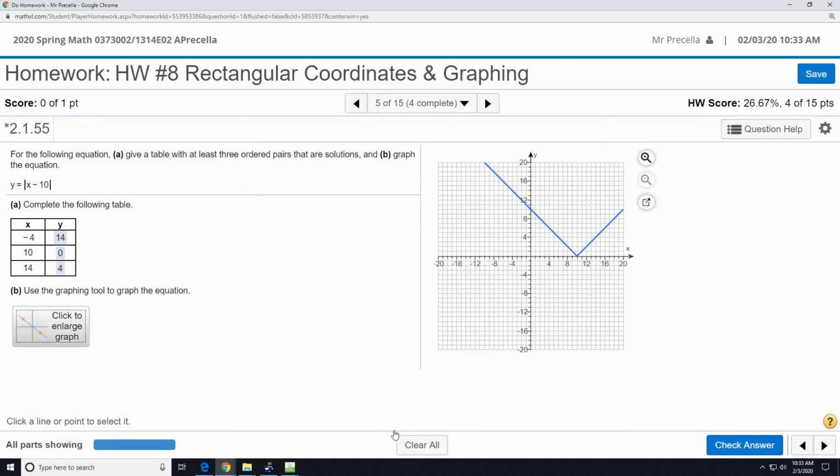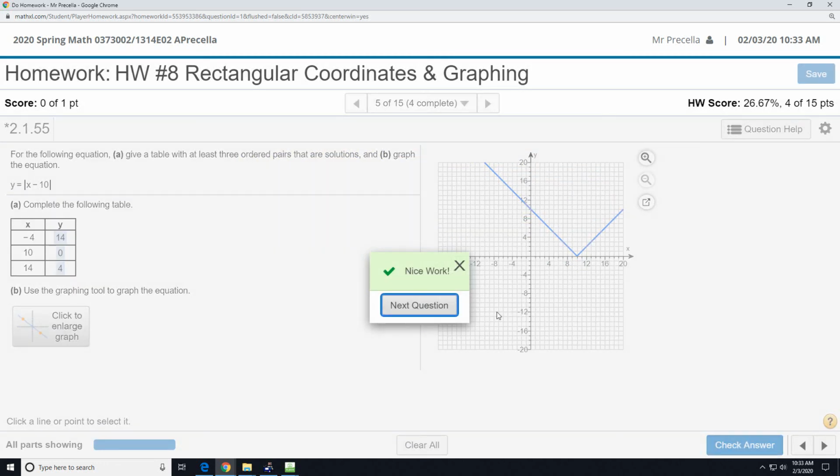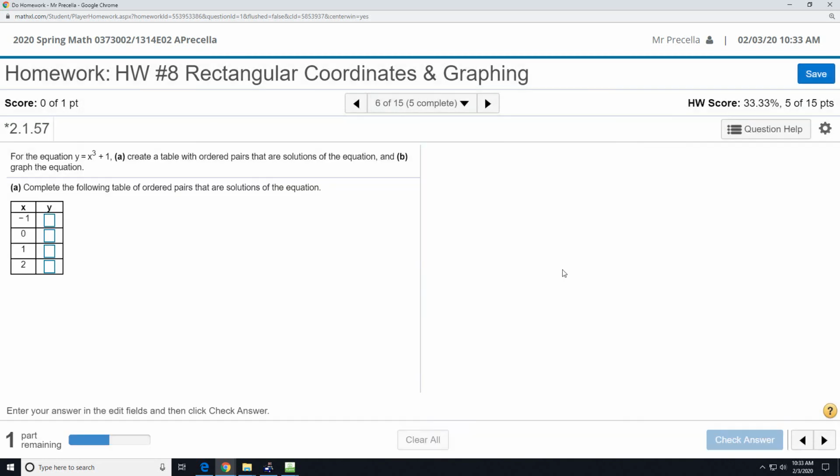Save this one and check it. And I'll do one more graphing tool problem, and then we'll call it quits, so that you will have seen all the tools that we have. Problem number 6. y equals x to the third plus 1.